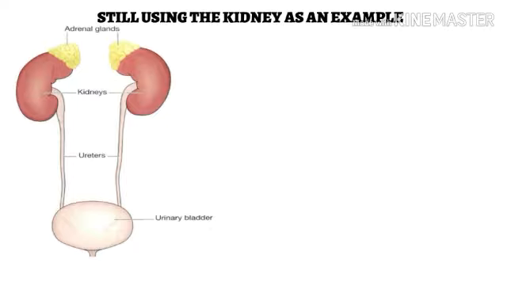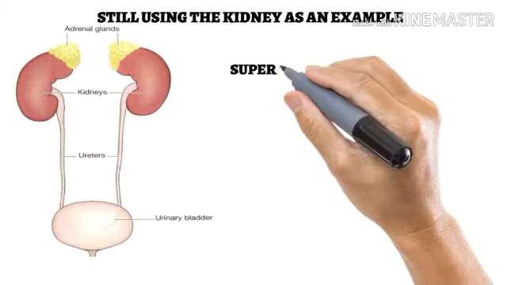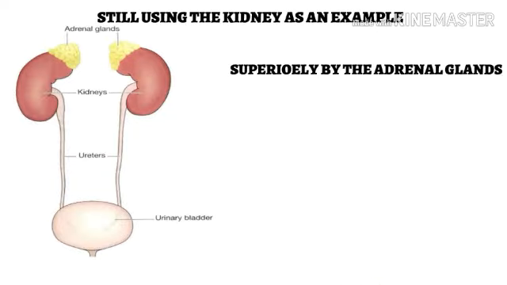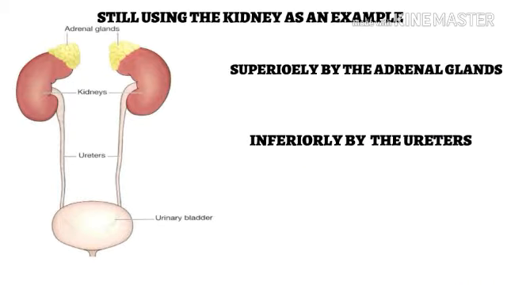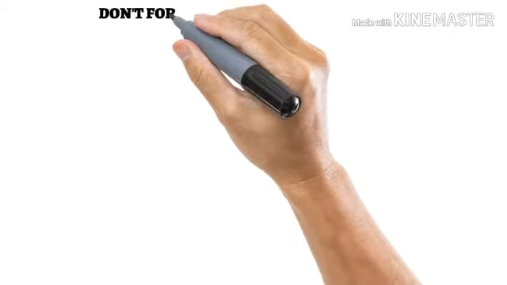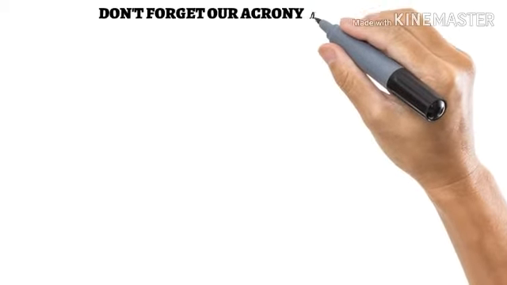Now that is the kidney. So if you want to do organ in relation, you look at what is on top. Those ones are the adrenal glands, superiorly by the adrenal glands. So if you look inferiorly to that kidney, you see that there are two ureters there. So you can just say inferiorly by the ureters. I don't think we are opportune to see what is in front and behind. We can actually say anteriorly by this and posteriorly by that.